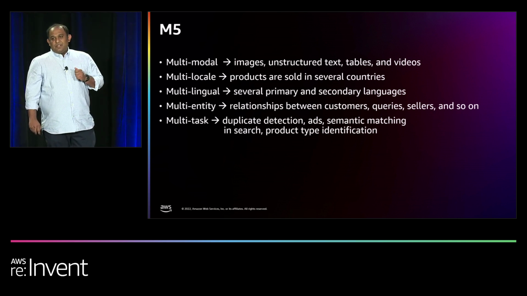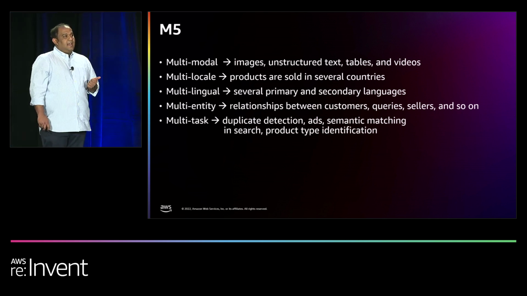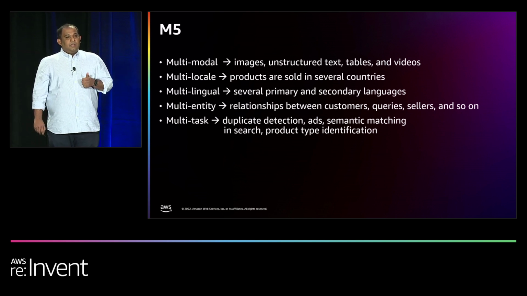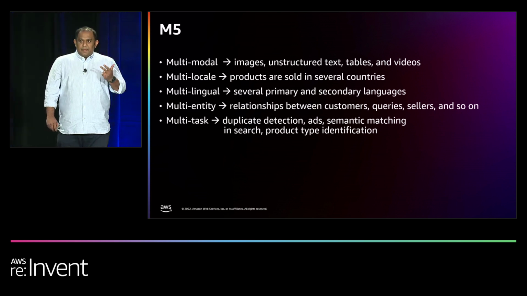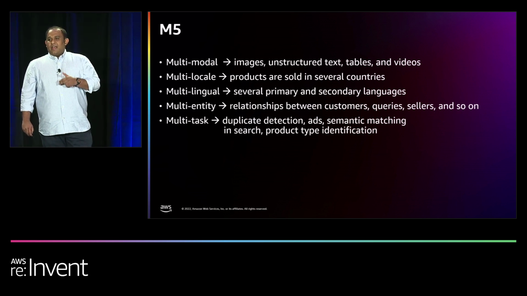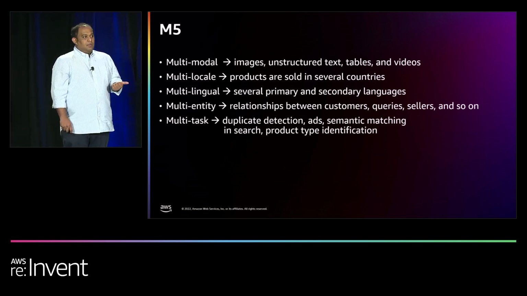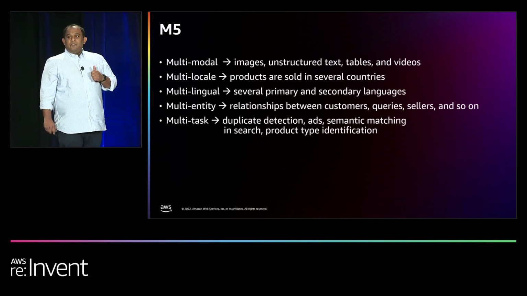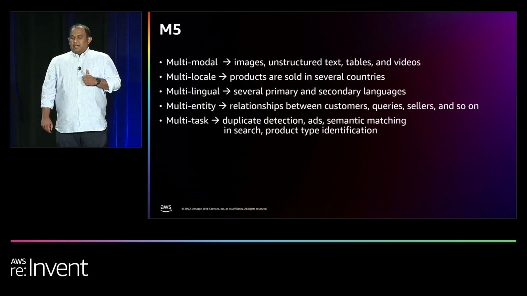The second M stands for multi-locale. As Amazon customers, we are selling products in multiple places, several countries. So we need to make sure the model that we are learning considers the different localities in which we operate. Third is multilingual. Multilingual is important for Amazon because we work with different primary and secondary languages across the world. So we need to make sure the foundation models we train consider multilingual capabilities.